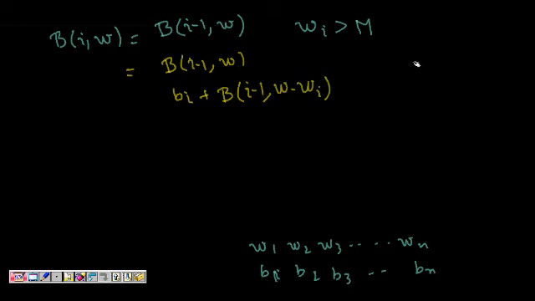This tells that I'm not choosing the ith item. This is choosing, I'm choosing the ith item.